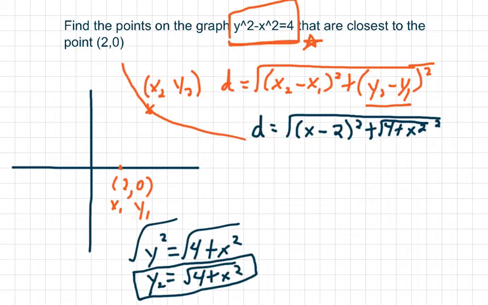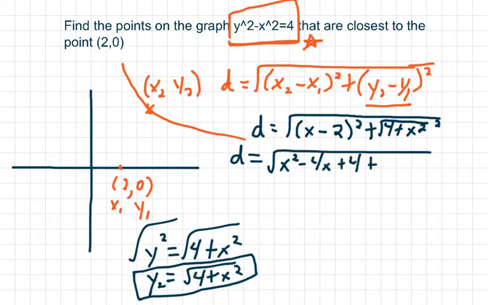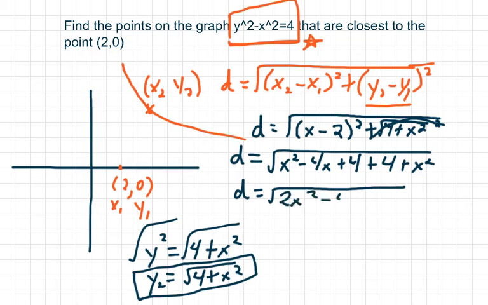So now I've got some distance. Everything's in terms of x. So now I can go and simplify this before I take the derivative. Okay, so I'm going to distribute the x minus 2 squared. So I'll have x squared minus 4x plus 4 plus, obviously this squared and that square root cancels, so I'm left with 4 plus x squared. Keep going here. I get 2x squared minus 4x plus 8.